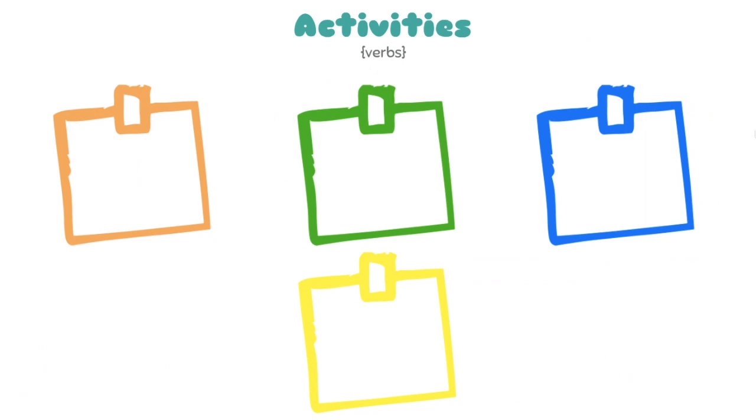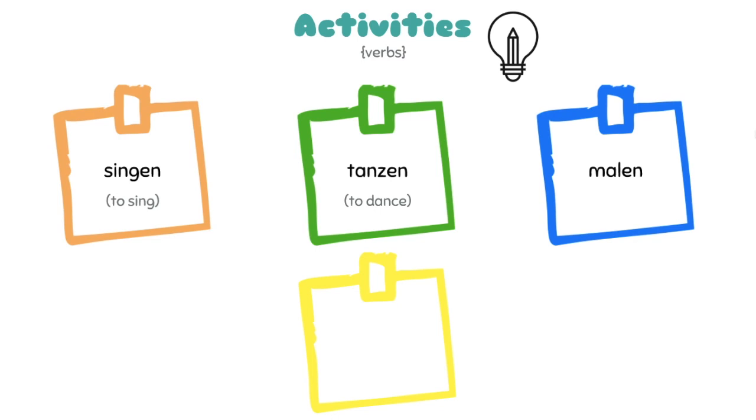The next verbs are related to activities that are creative. Here we have the verb singen, to sing. Tanzen, to dance. Malen, to paint. And zeichnen, to draw or to sketch. Singen, tanzen, malen, zeichnen.